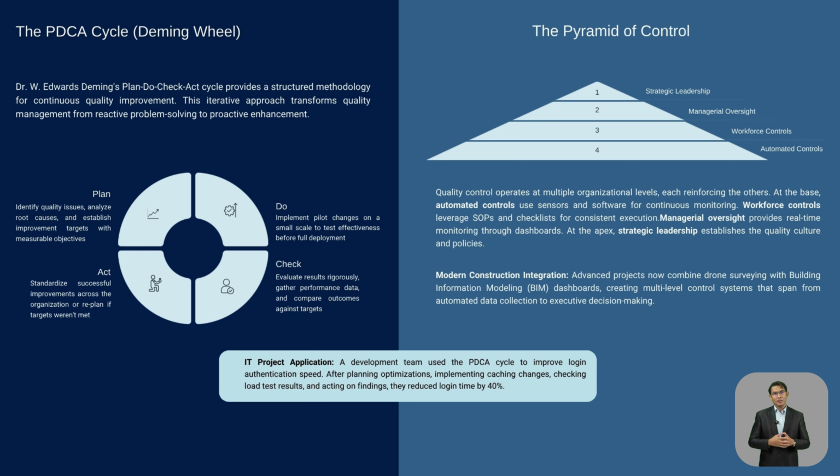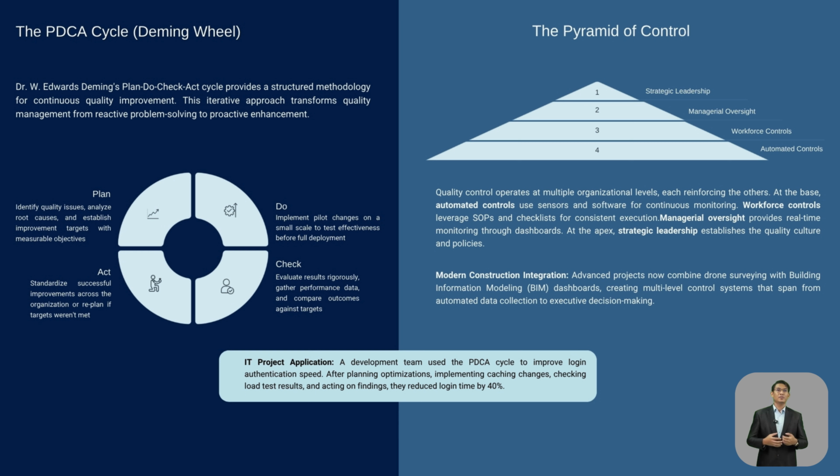Now, the pyramid of control in organizations. The pyramid of control shows how quality is managed across organizational levels. At the base are automatic controls, which monitor tasks using sensors or software. The workforce uses SOPs and checklists to ensure process compliance. Supervisors and middle managers intervene when deviations persist. Senior management sets quality policy and culture.